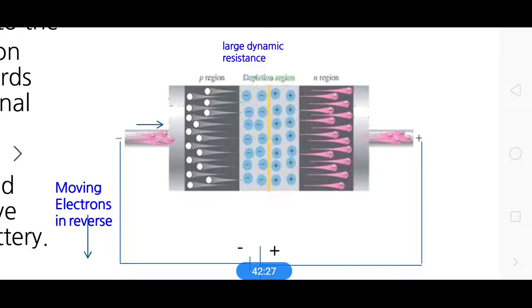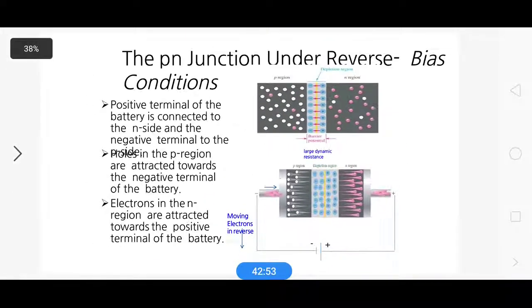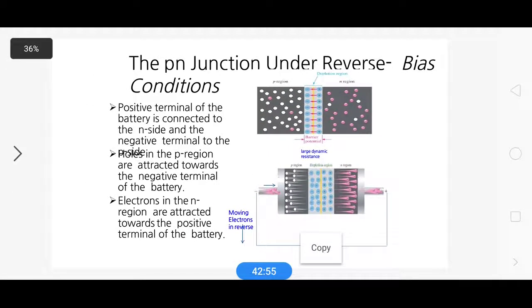And they enter into the depletion layer, and some recombination takes place, and in the same way the electrons enter from the negative terminal of the battery into the N region, and finally reach the positive terminal of the battery. So this constitutes electric current. Therefore, in the reverse bias, the current is due to minority charge carriers.